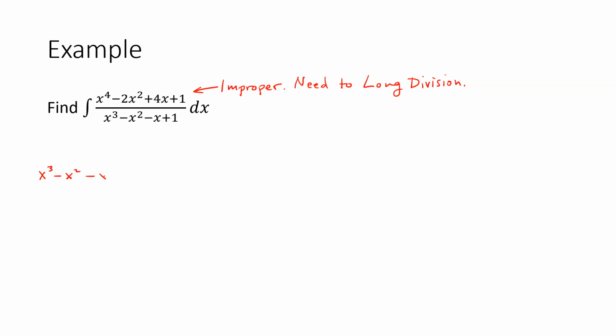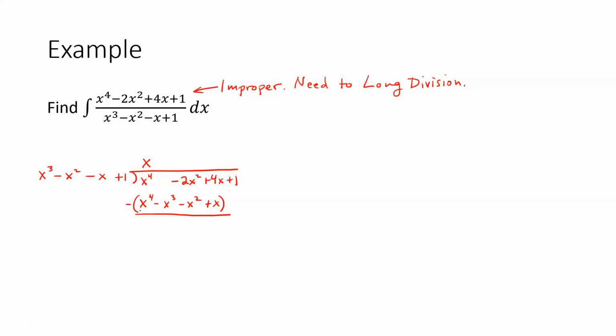So we'll do x to the 4th minus 2x squared plus 4x plus 1 divided by this x cubed minus x squared minus x plus 1. Again, we'll start with dividing the first term here, x to the 4th divided by x cubed, which is x. And then I multiply x times our divisor here, so it'll be x to the 4th minus x cubed minus x squared plus x. And then we subtract from above.